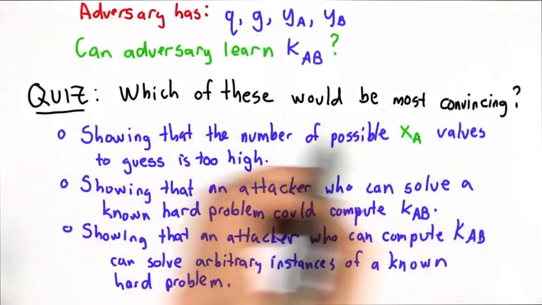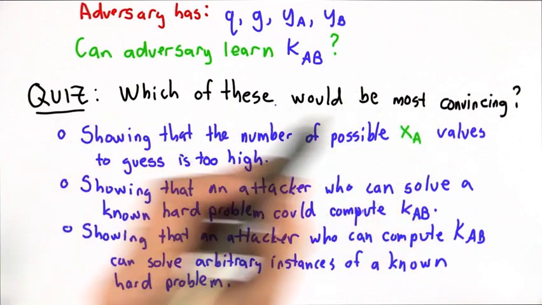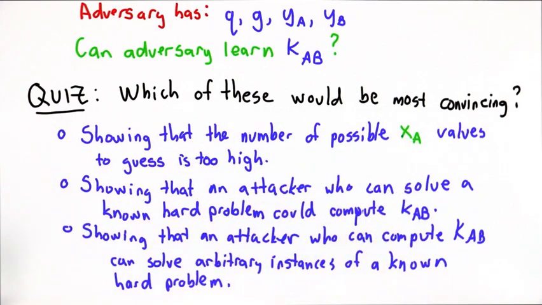So the question is, which of these would be most convincing in proving that the Diffie-Hellman protocol is secure? The first is showing that the number of possible xa values to guess is too high. The second is showing that an attacker who could solve a known hard problem would be able to compute the key. And the third is showing that an attacker who can compute the key would be able to solve some known hard problem.